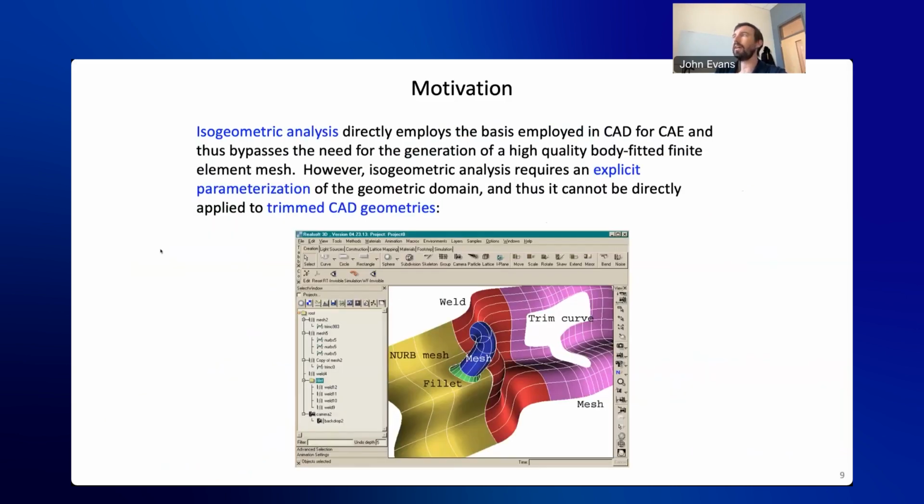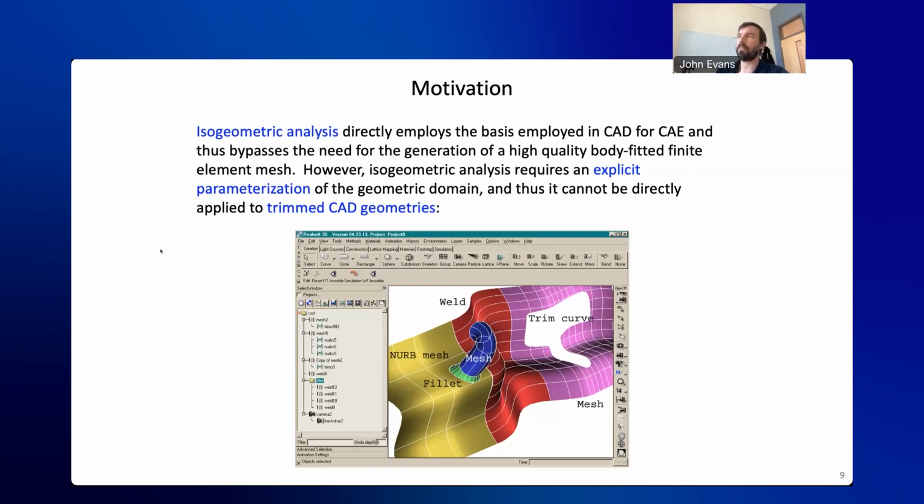Now, early on in my life, I started in the field of isogeometric analysis, and the big promise of isogeometric analysis is that it directly employs the basis employed in CAD, computer-aided design, for CAE, computer-aided engineering, and thus bypasses the need for the generation of a high-quality body-fitted finite element mesh. However, there is a caveat here. Isogeometric analysis, at least in its original form, requires an explicit parameterization of the geometric domain. And thus it cannot actually be applied to the most common CAD geometries described by NURBS.